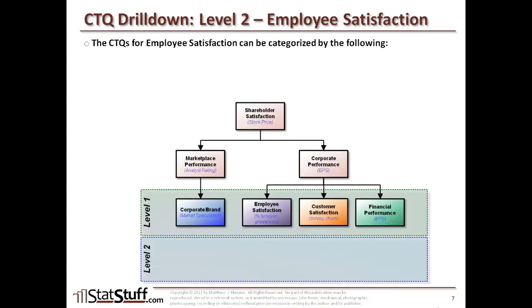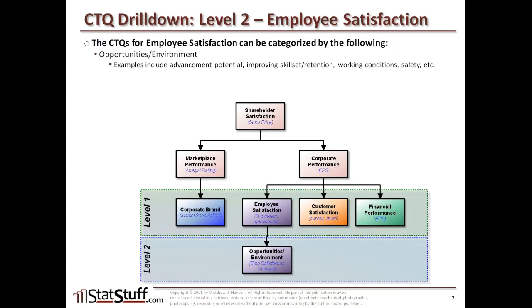All right, now let's explore the level 2 CTQs for employee satisfaction. As we dig into those, a couple of the items that come to mind are opportunities or environment, for example, that could influence employee satisfaction. Some examples of those are the advancement potential that employees have in the organization, or the ability for them to improve their skill set or keep them retained, or the working conditions, the safety of the environment that's provided by the organization. All those are things that could affect the satisfaction of the employees.